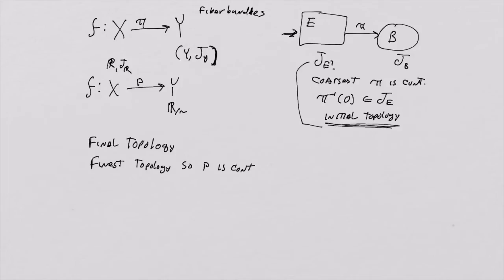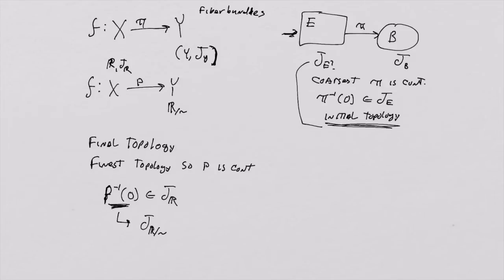So I need all of the sets O in Y such that P inverse of O is an element of the topology of R, right? And once I've identified all of those sets, all of the sets in Y such that the inverse under P is open, those sets are going to be the topology of the quotient space. And that topology will make sure that the projection map P, the natural projection map, is continuous. And that's called the final topology.